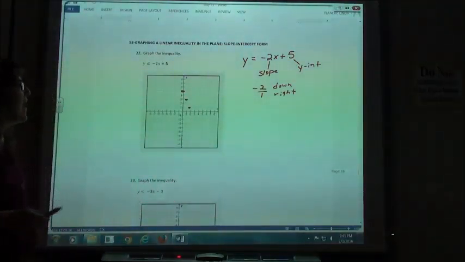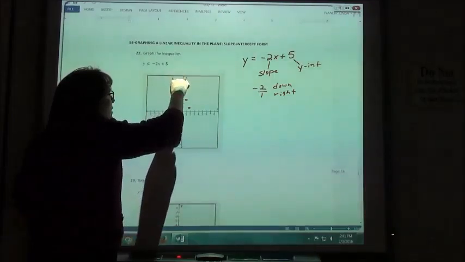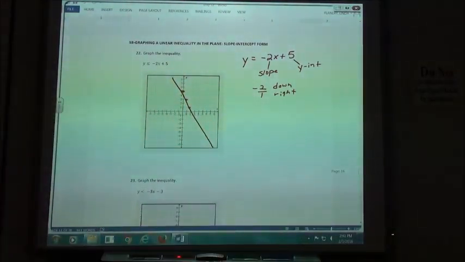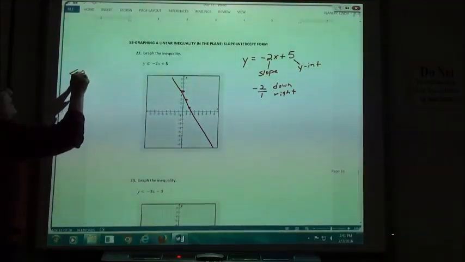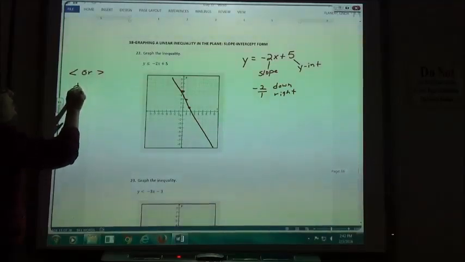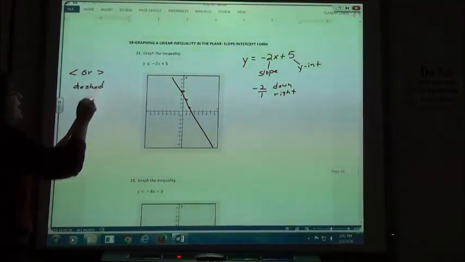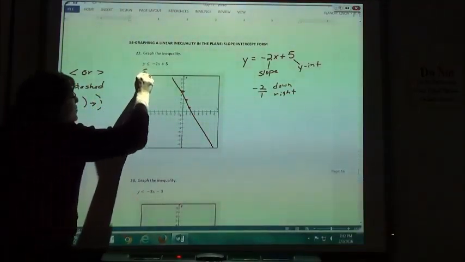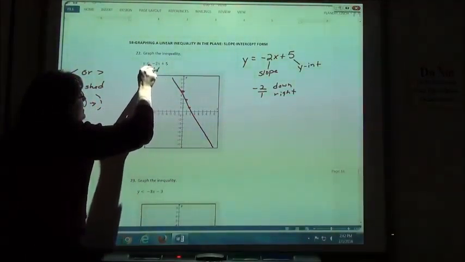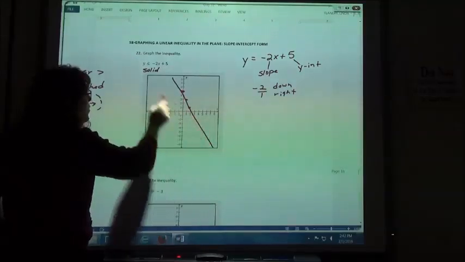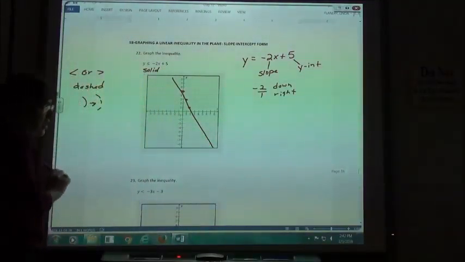Now, once I have that, I am going to draw my line solid, because on ALEKS you have to draw a solid line. If you have the less than or the greater than and it doesn't have the equal to, then we need to change it to a dashed line. So we use the little tool that looks like this. In this case, this one's going to stay solid because it does have the equal to underneath, so we don't have to change this one. So we drew our line, we check should we have a solid line or a dashed line.